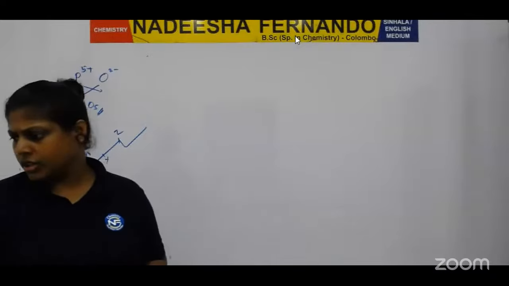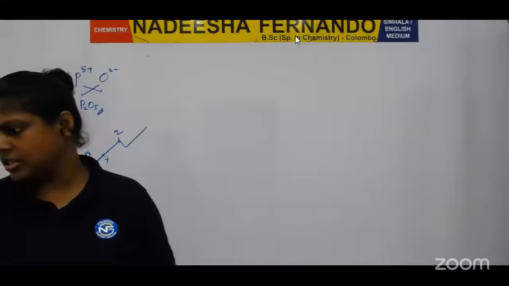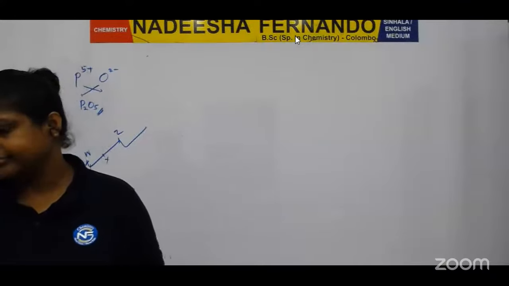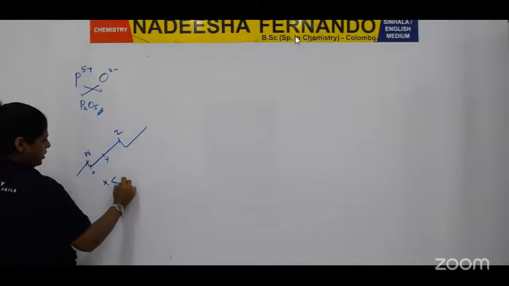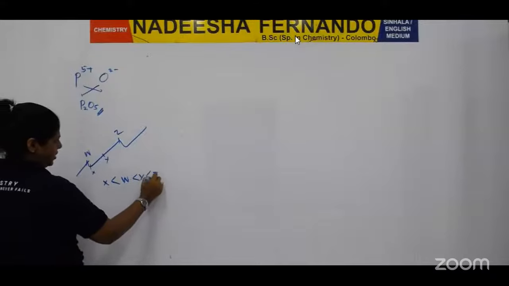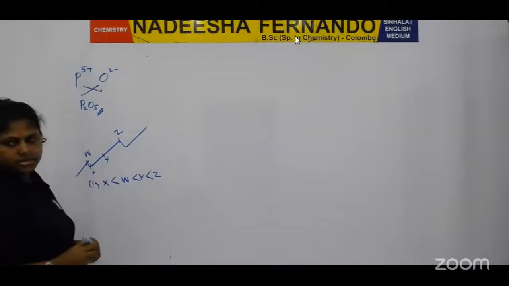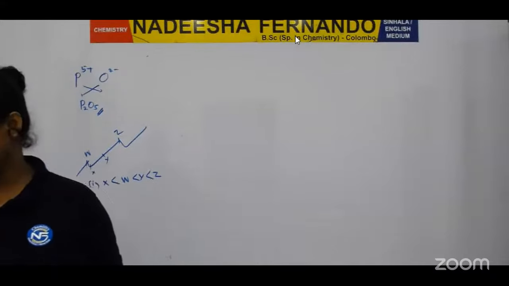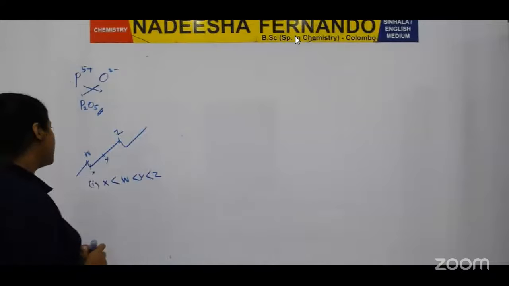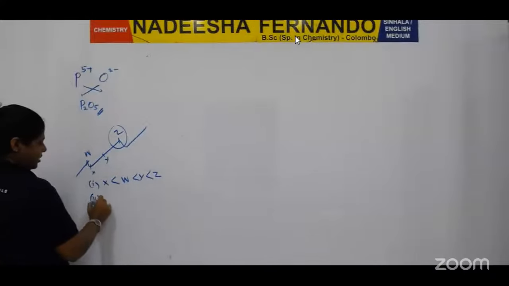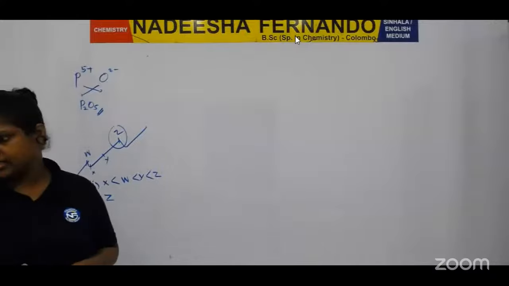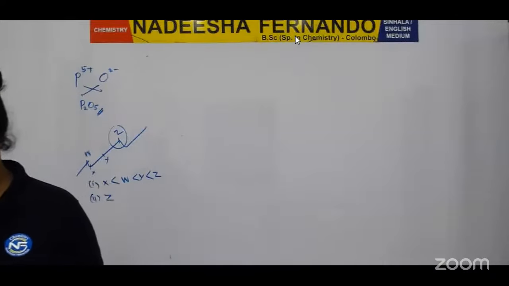Indicate the first ionization energy of the elements in ascending order: X lower, then W, then Y. 10 marks. Which element is the highest electronegative? Taking nitrogen as W, it is Z. Z, 10 marks.